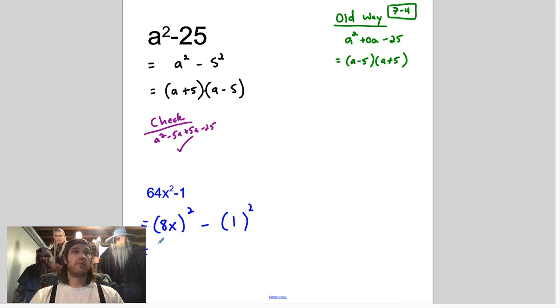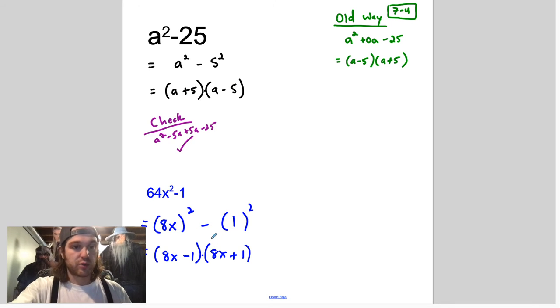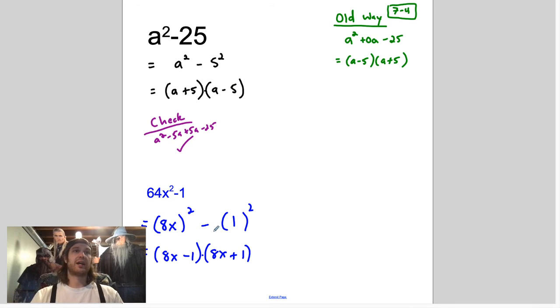So that's how we get our answer. Then we can take those two things and plug them into the formula that we had before: 8x minus 1 times 8x plus 1. You may be asking, Mr. Schlegel, why is the positive first here and the positive second in the blue example? Well, it doesn't really matter. The commutative property of multiplication says we can multiply two things in any order, so I can shift those around and not run into any issues.